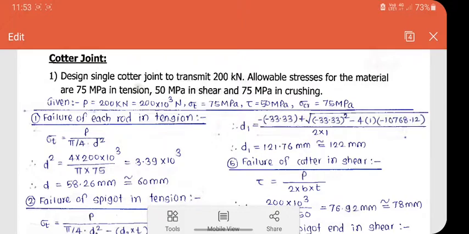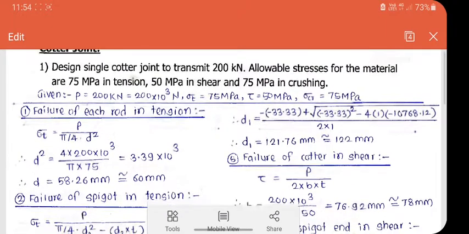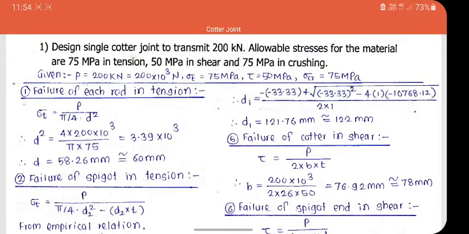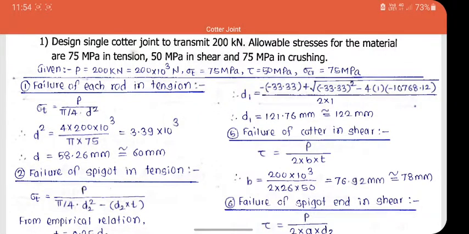As you already know the design procedure of quarter joint, first we will see our first step, that is failure of each rod in tension. So the equation for tensile stress is given as sigma T is equal to force, that is P upon pi by 4 d square. So from this equation you can calculate the diameter of each rod, that is D is equal to 58.26. So for safer side, take the value of D as 60 mm. Okay, value of D is 60 mm. This is our first step.